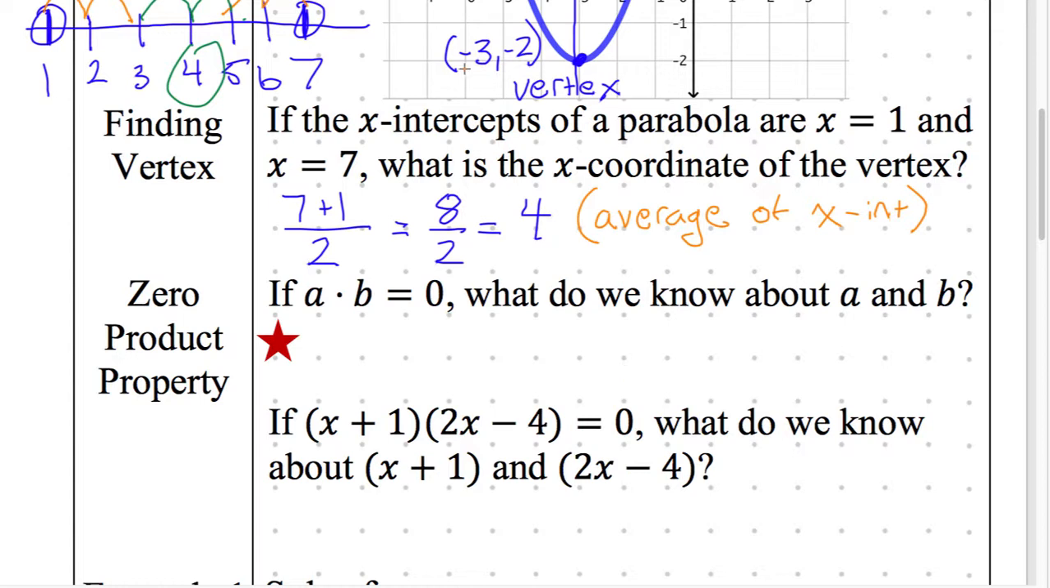If something, A times something else, B, A times B is 0, what do we know about A and B? So you're thinking about this to yourself. What do we know about A or B? What do we know about A and B? Turn to your neighbor and talk. See if your neighbor knows. See if your group knows.